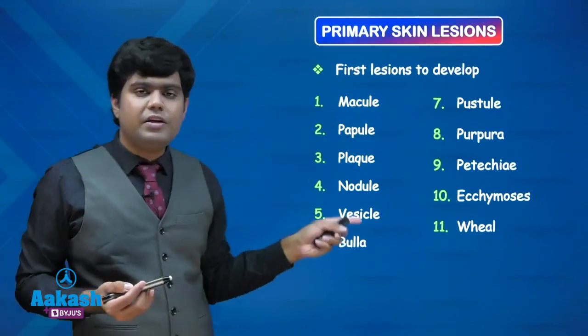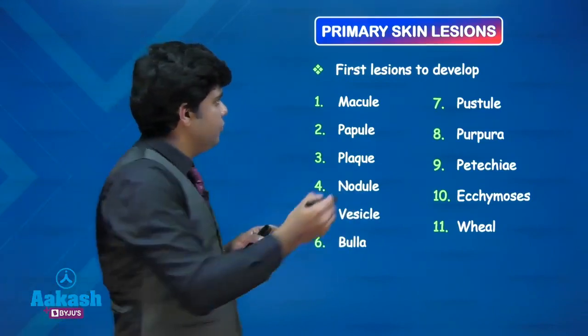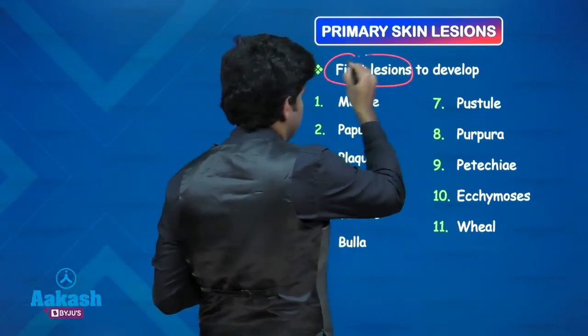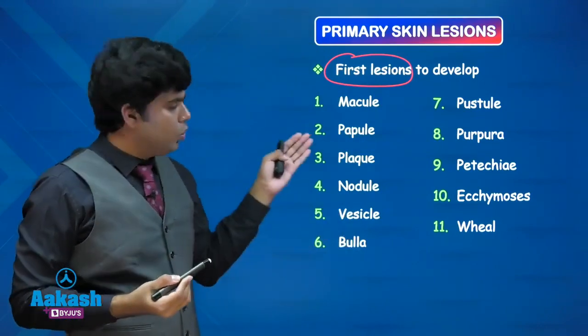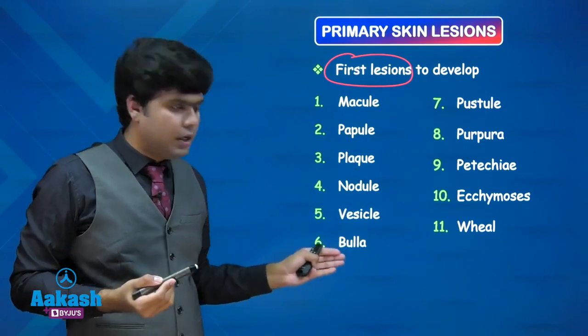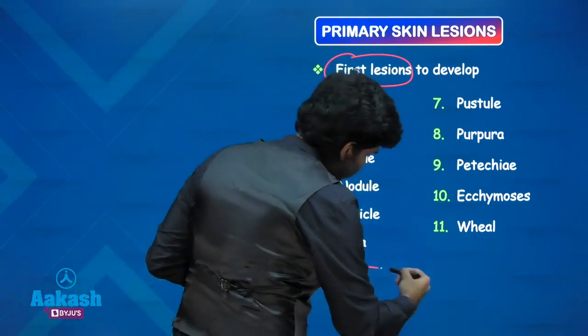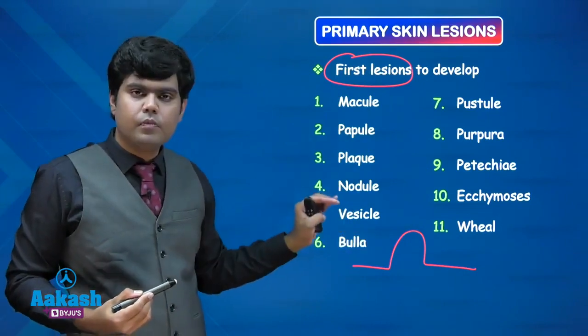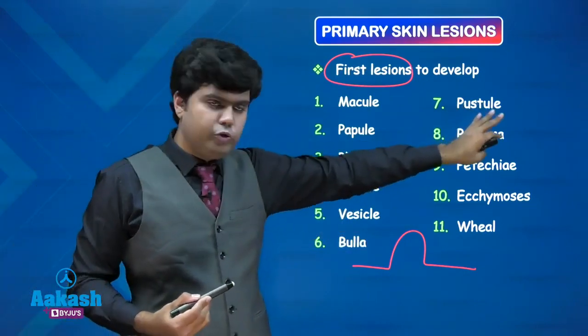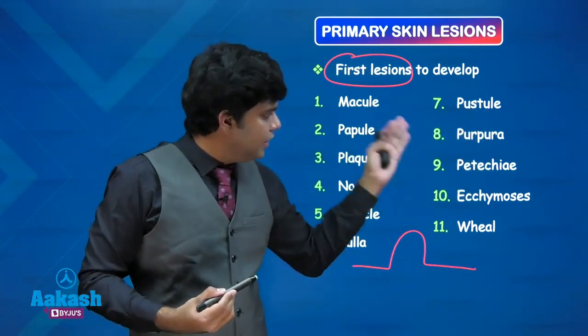Primary skin lesions are the skin lesions which develop first. So they are the initial lesions of the disease. Examples are multiple: macule, papule, plaque, nodule, vesicle, bulla. So vesicle and bulla are fluid filled lesions, right? Fluid filled lesions on the top of the skin. And we have pustule, purpura, ecchymosis, wheal and petechiae.